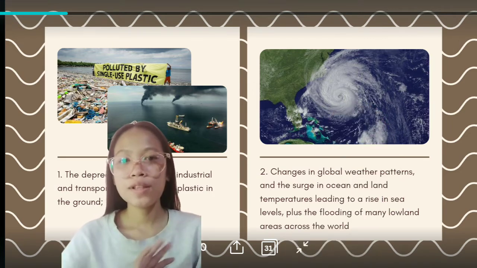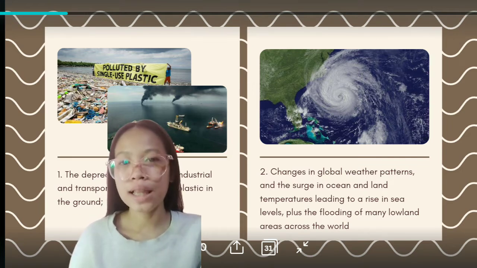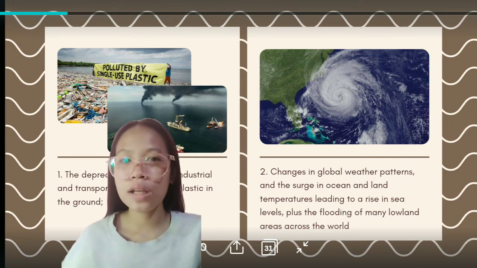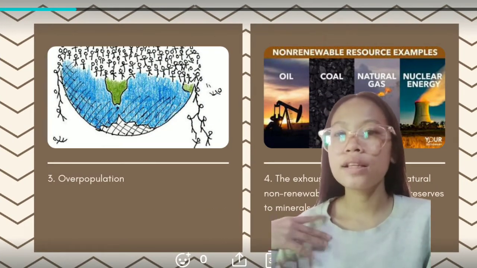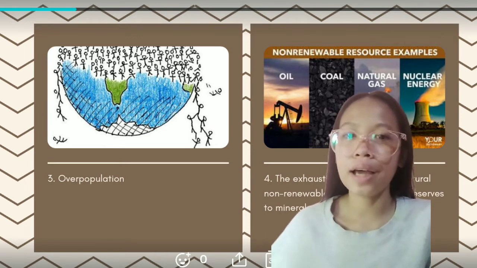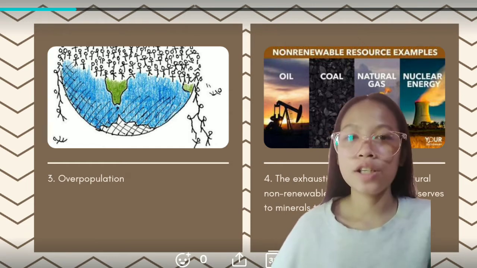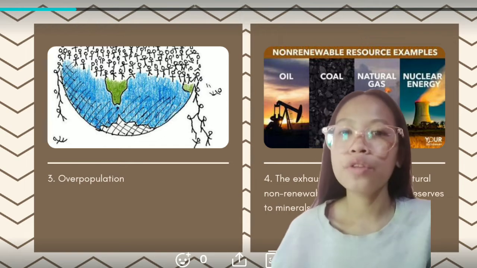Number 2, as we can see in the picture, the changes in global weather patterns and the surge of ocean and land temperatures leading to a rise in sea levels plus the flooding of many lowland areas across the world. And the third one is overpopulation. Overpopulation is an undesirable situation in which the current human population exceeds the Earth's real carrying capacity. Overpopulation is caused by a variety of factors, including lower death rates, improved medical services, and depletion of valuable resources.